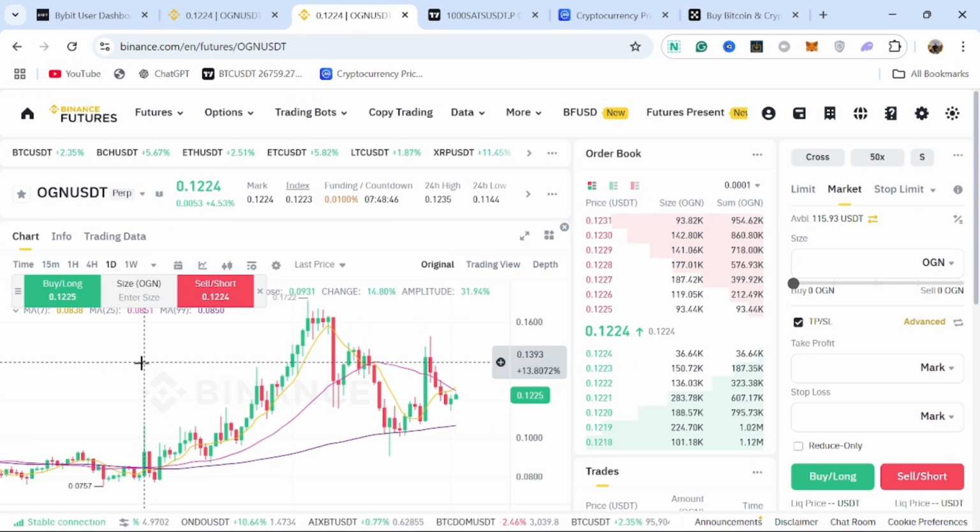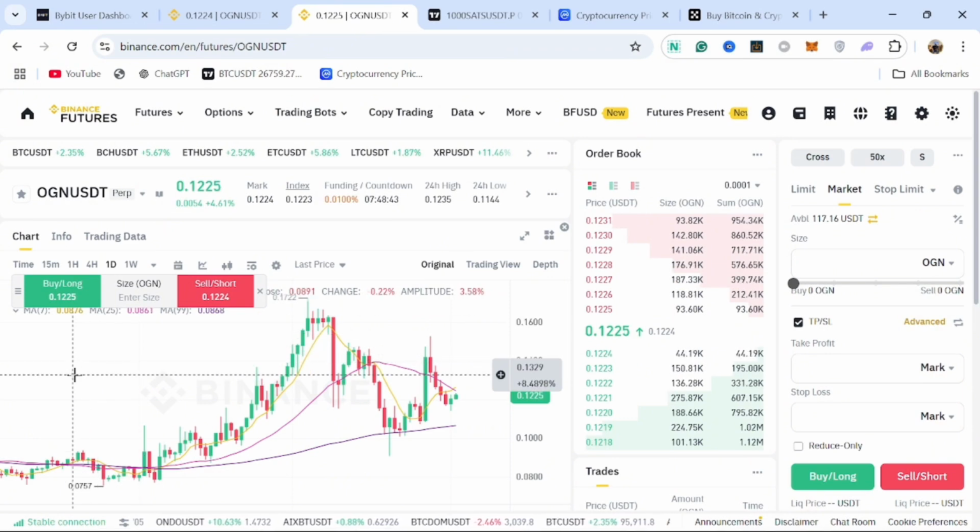So now that we know, when someone says Bitcoin long, meaning they are buying Bitcoin, they think Bitcoin will go up. If someone says sell short Bitcoin, meaning Bitcoin is going to go down, so they are selling Bitcoin.